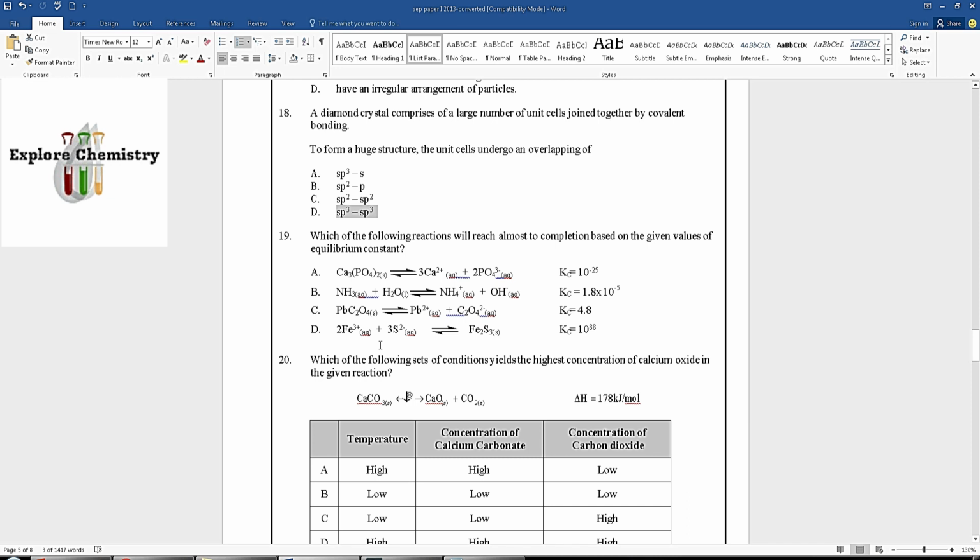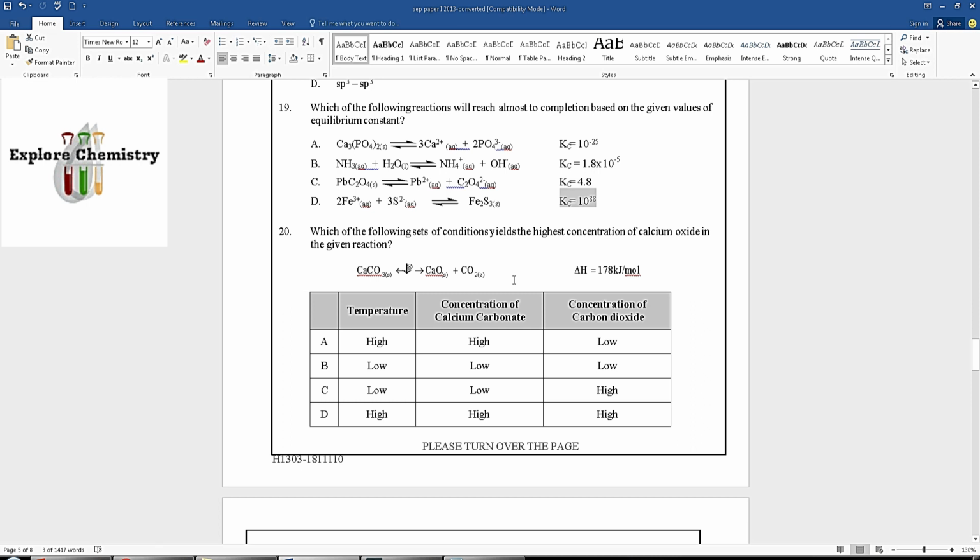Which of the following reaction will reach almost to completion based on the given values of equilibrium constant? If equilibrium constant value will be highest, the reaction will be completed because it contains more product. So over here the value is highest in option D, so option D is correct. It will reach almost to completion.